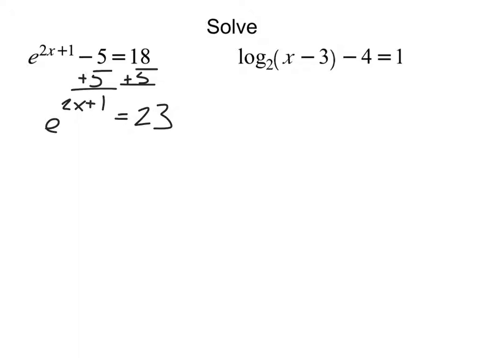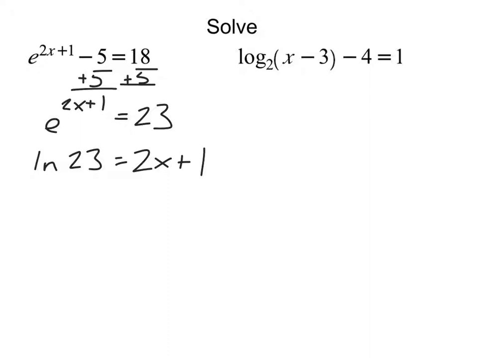Now, when I turn it into a logarithm, though, I do not want to write log base e, because that's quite a bit more work to type in our calculator and work with. Remember that log base e is the same as natural log. So this becomes the natural log of 23 equals, always equals the exponent, so it equals the 2x plus 1.